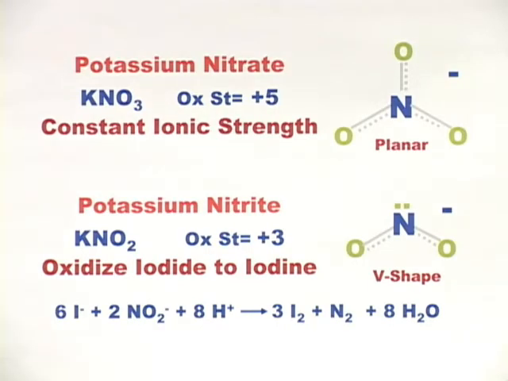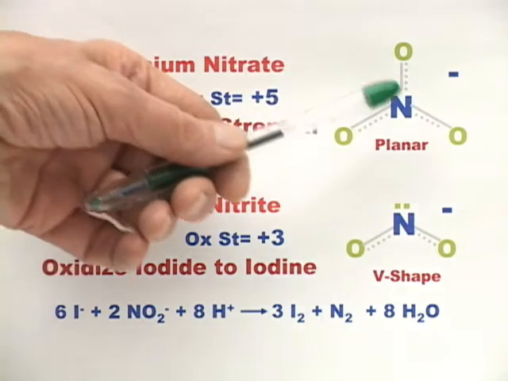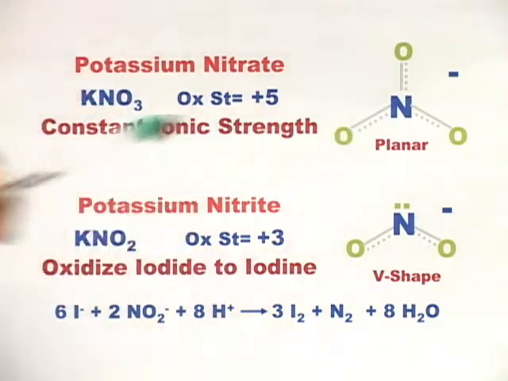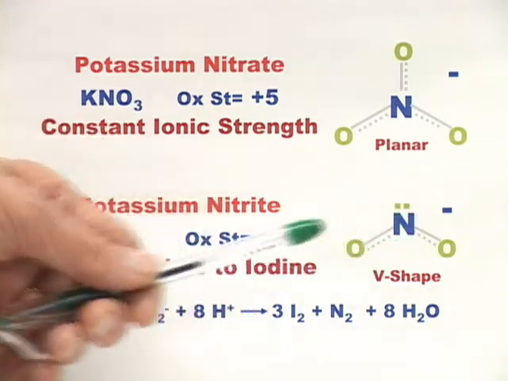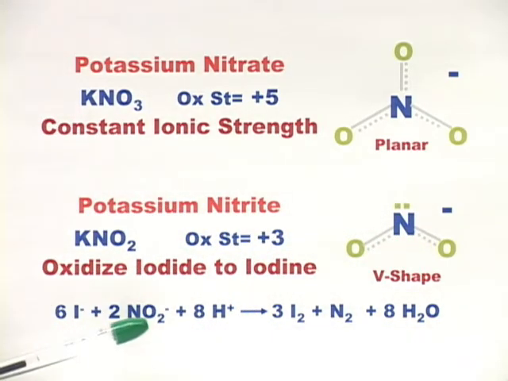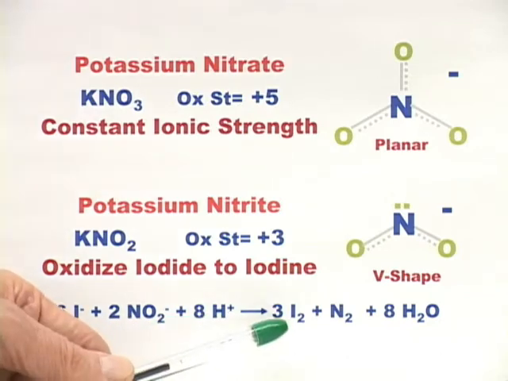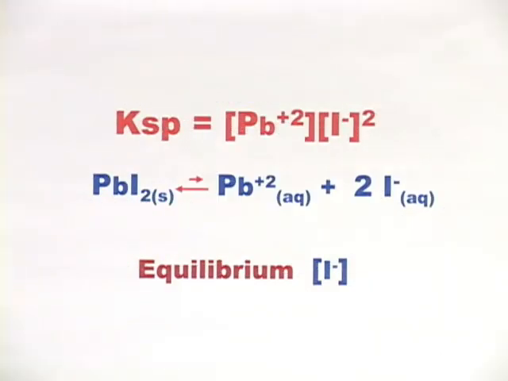A word of caution. In this experiment, do not confuse potassium nitrate, which we'll use to maintain constant ionic strength, with potassium nitrite, which we'll use as an oxidizing agent to convert the colorless iodide ion to the brown iodine in solution. The nitrate ion has a nitrogen in the +5 oxidation state and is planar. The nitrite ion is a V-shaped ion with its nitrogen in the +3 oxidation state. In oxidizing iodide ion, the nitrite ion is reduced to gaseous nitrogen.